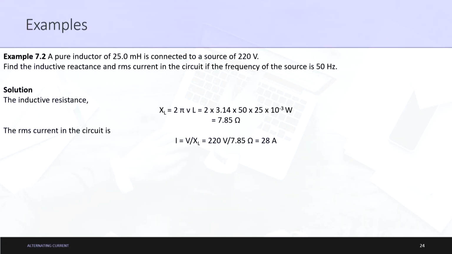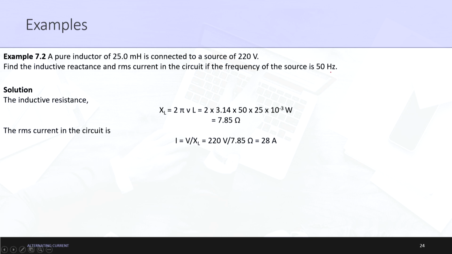Fine. That being said, now let us solve one example and then move on to the next concept regarding AC voltage supplied to a capacitor. Please understand this question clearly. A pure inductor of 25 millihenry is connected to a source of 220 volts. Voltage and inductance L are given. First, find the inductive reactance; second, find the RMS current in the circuit if the frequency of the source is 50 hertz.